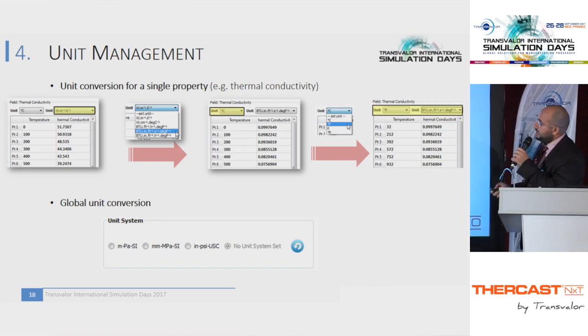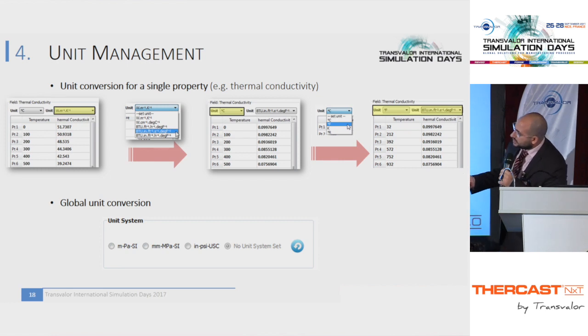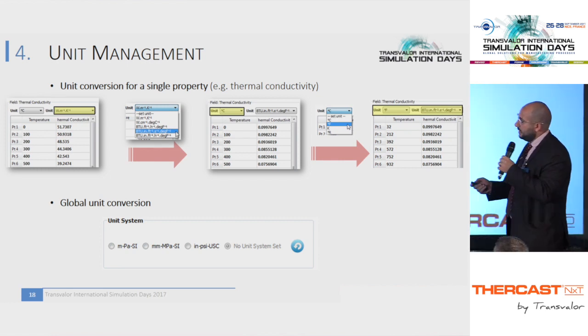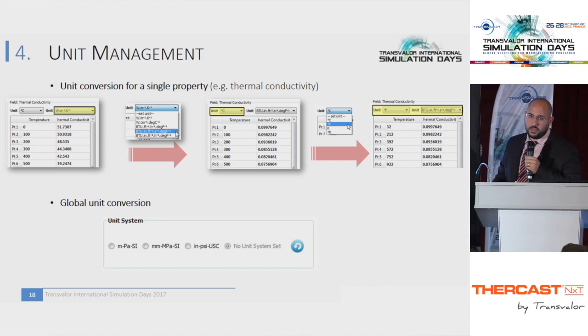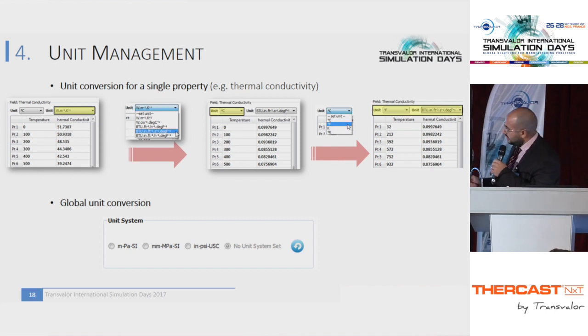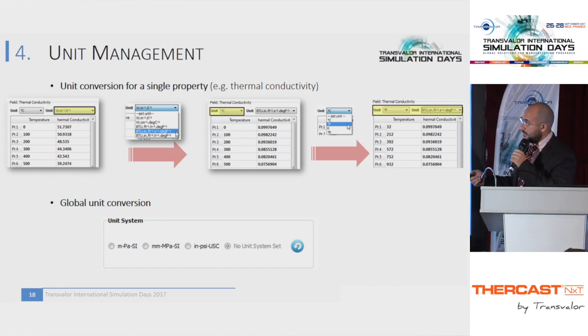What I'm showing here is, again, the thermal conductivity property. I'm beginning here with the SI system, so I think I have watts per meter per Kelvin, and I have the temperature in Celsius. Say I want to work in a US system of units. What I've done here is click on the combo that lets me choose the unit, and here we can take a sneak peek at the available units. Then in the next step, I'm doing the same thing with the temperature unit.